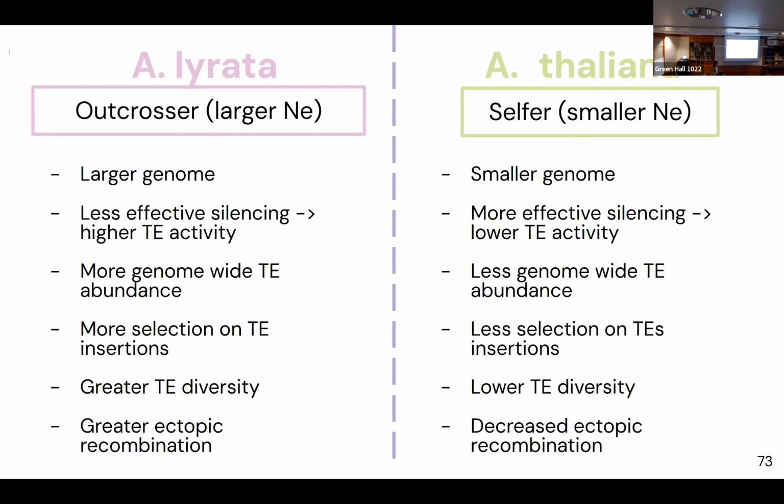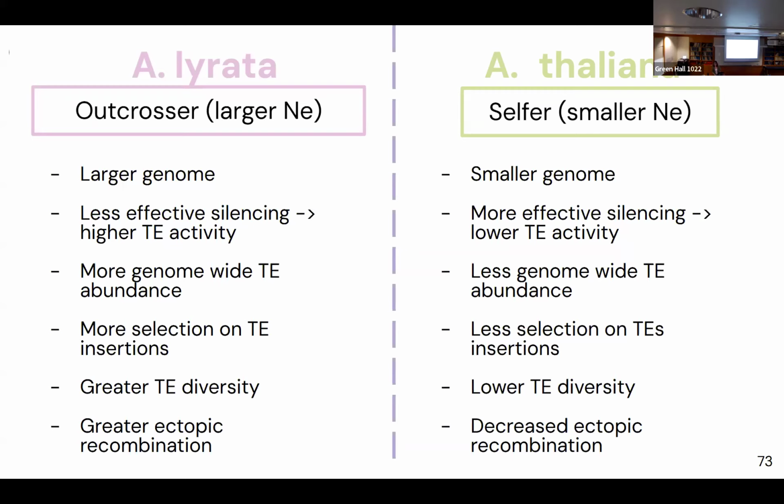We see this in reduced TE activity and content in selfers, but we also see it on the genome side. There's stronger control of TEs in selfing populations than in outcrossing populations: stronger epigenetic control, more methylation, tighter chromatin structure, etc. So that's why we think there is less TE content in selfers than in outcrossers.